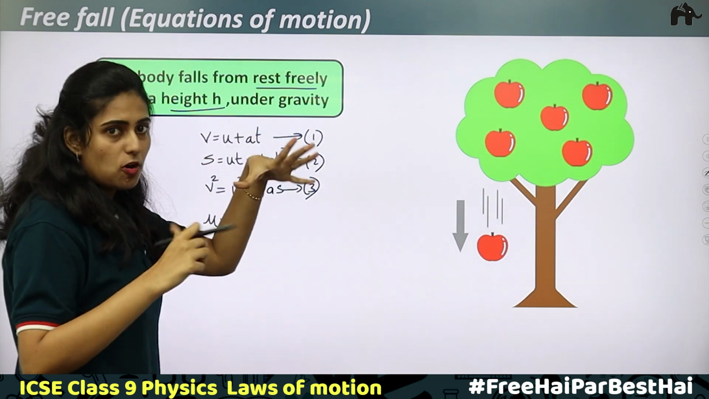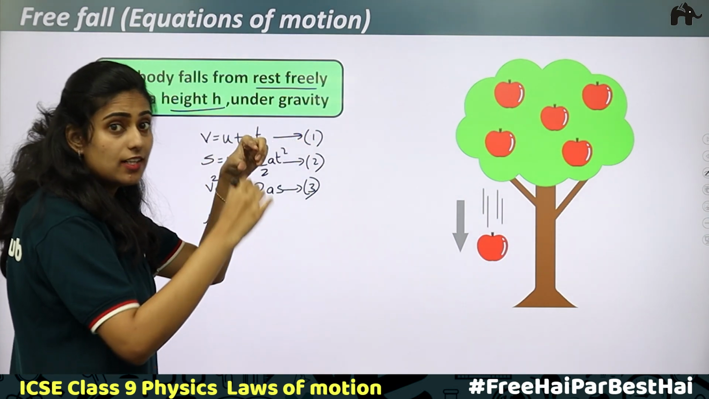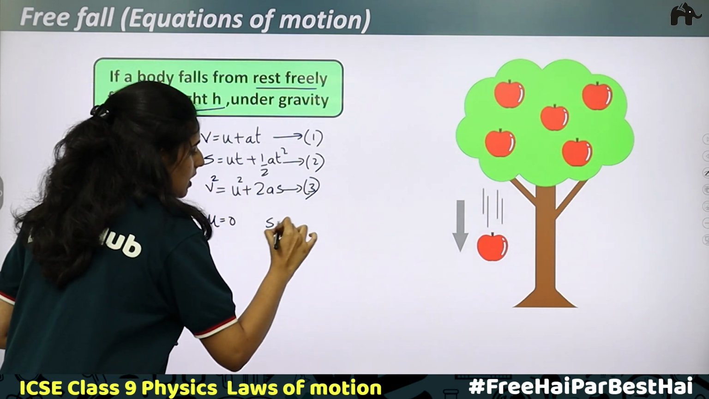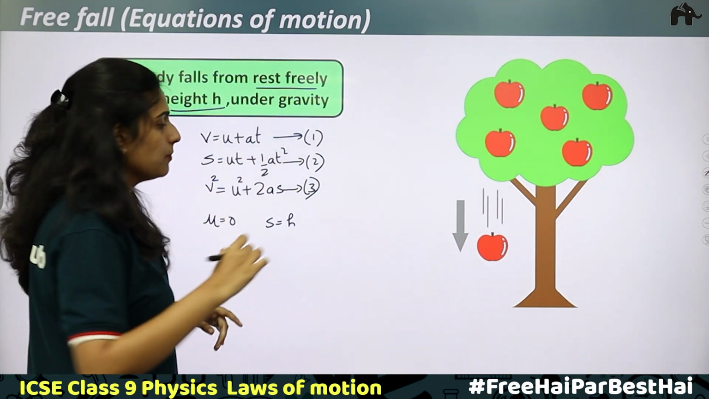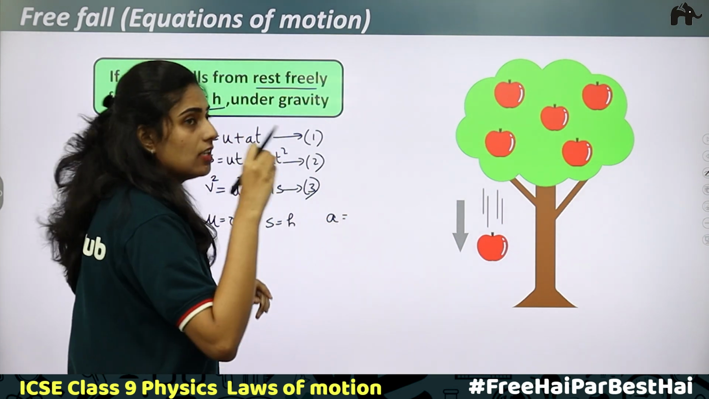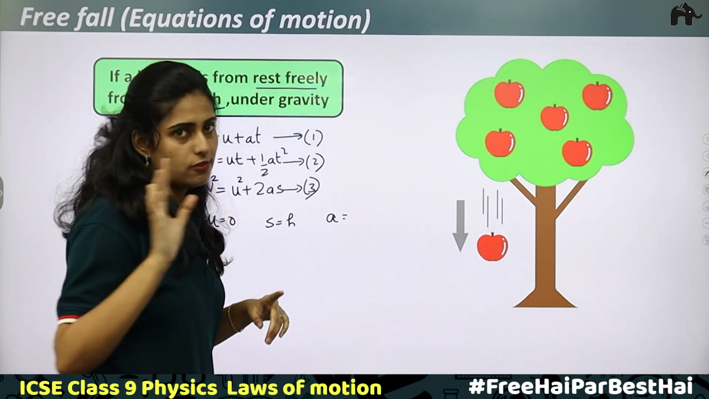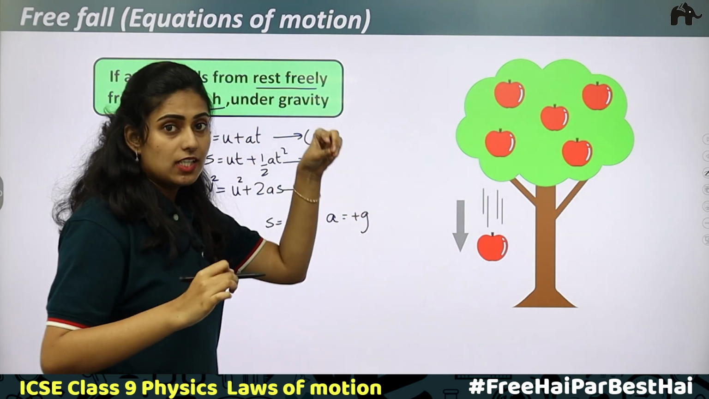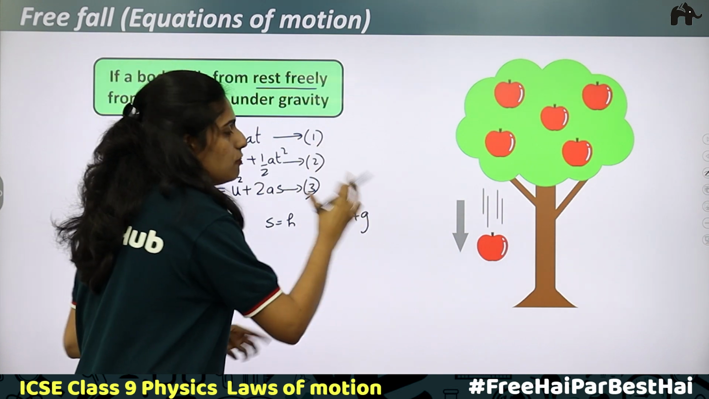So when you are releasing a ball, the total displacement or the total distance traveled will be the height. Yes. So S will be equal to h. Okay. What about acceleration? Here no other force is acting. The only force acting is the force of gravity. Therefore, acceleration will be positive g. Here the body is moving in the same direction in which the force is acting.